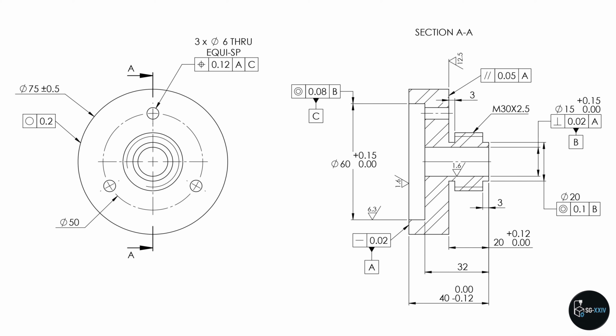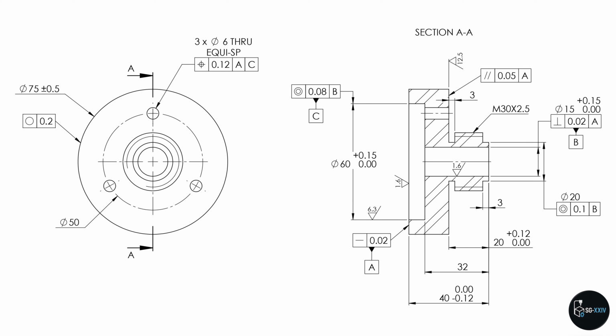The face with 1.6 micrometer roughness indicates a fine surface is required, often for sealing or fitting applications. The face showing 12.5 micrometers is a relatively coarse finish, likely acceptable for non-critical surfaces. These values comply with the ISO 1302 standard, guiding machinists on how smooth or precise each surface must be after machining.